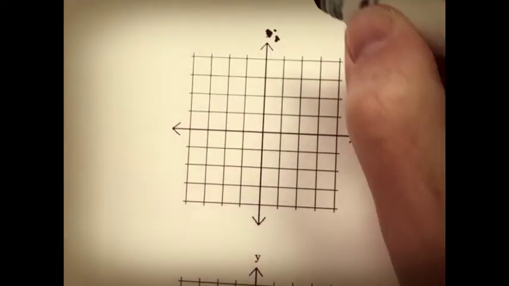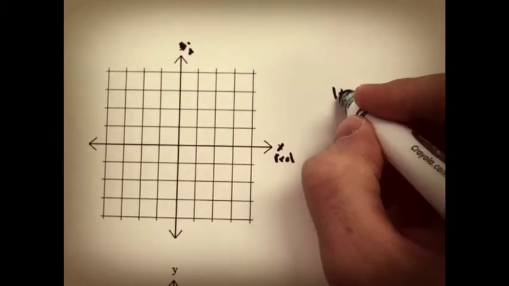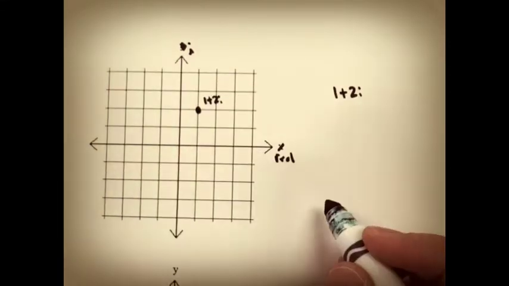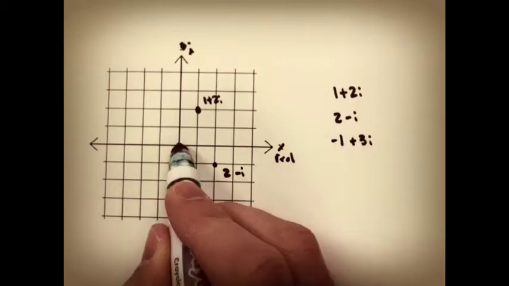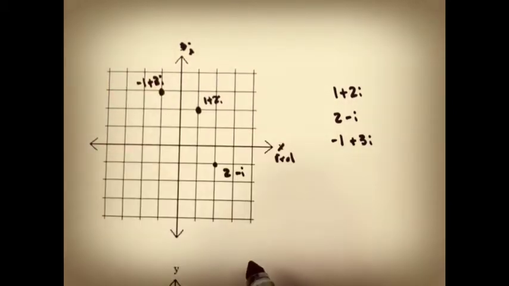I gave you a lot of examples on the note sheet. You can follow along. 1 plus 2i, over 1, up 2. 2 minus i, right 2, down 1. Negative 1 plus 3i, left 1, up 3. So those are the 3 points. There's a couple more on your worksheet.